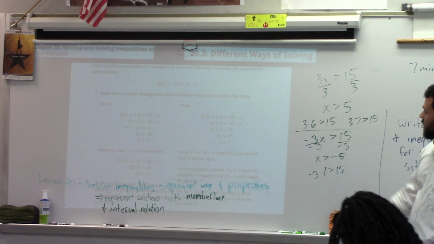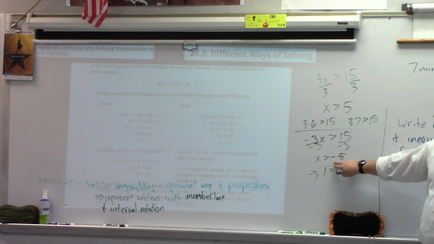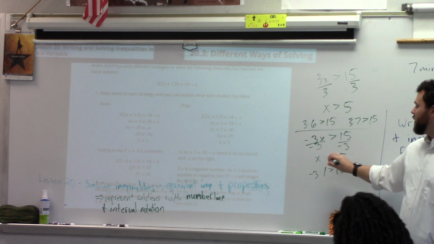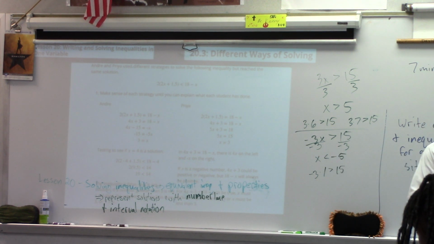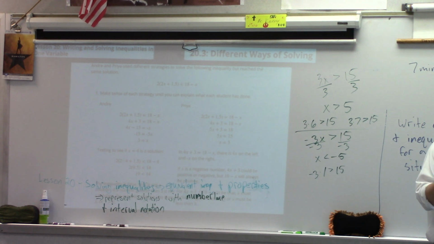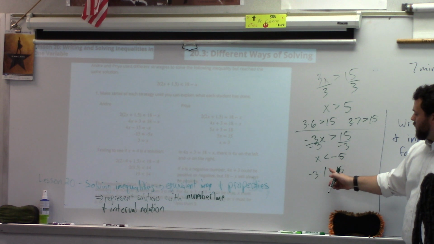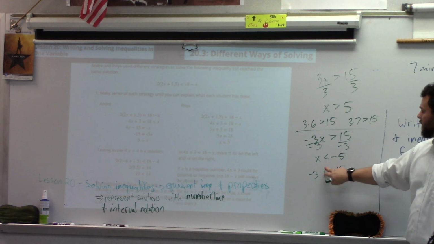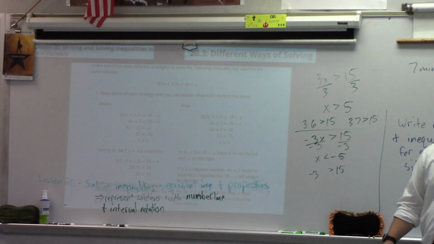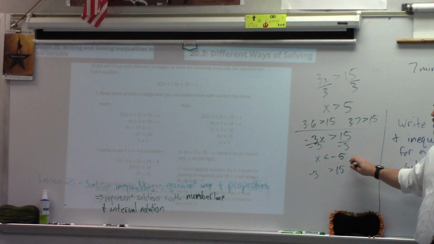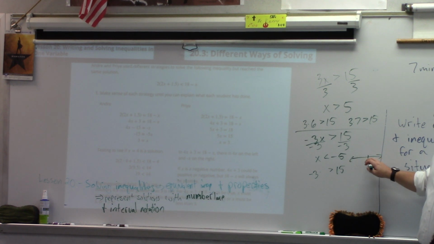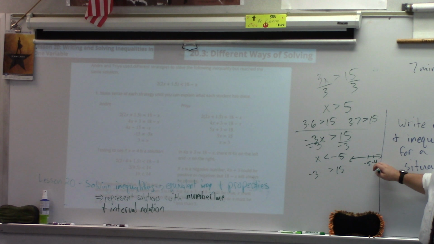Something with that negative. Whenever you multiply or divide by a negative, you're actually supposed to reverse the direction of the inequality. And it's not just that you're supposed to. For the inequality to stay equivalent, you have to reverse it. Okay? So what's a number less than negative 5? Not negative 4, negative 6. Right, here's negative 5.